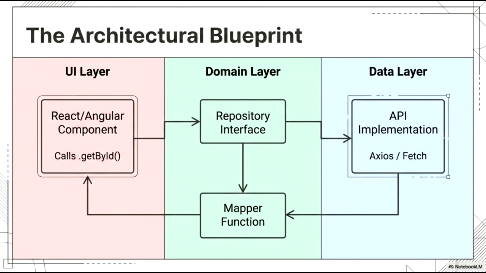This interface then triggers the API implementation in the data layer, utilizing tools like Axios or Fetch to perform the actual data retrieval. Once the raw data is returned from the API, it passes back into the domain layer to a mapper function. The role of this mapper is to transform the raw data into the specific model required by the front end. Finally, this processed data is sent back to the UI component, completing the cycle and ensuring that each layer remains independent and manageable.